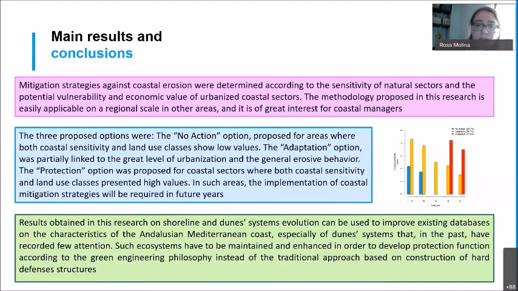In such areas, the implementation of mitigation strategies will be required in future years, and the results obtained in this research on shoreline and dune system evolution can be used to improve existing databases on the characteristics of the Andalusia Mediterranean coast, especially of dune systems that in the past have received little attention. Such ecosystems have to be maintained and enhanced in order to develop protection functions according to the green engineering philosophy, instead of the traditional approach based on construction of hard defensive structures.